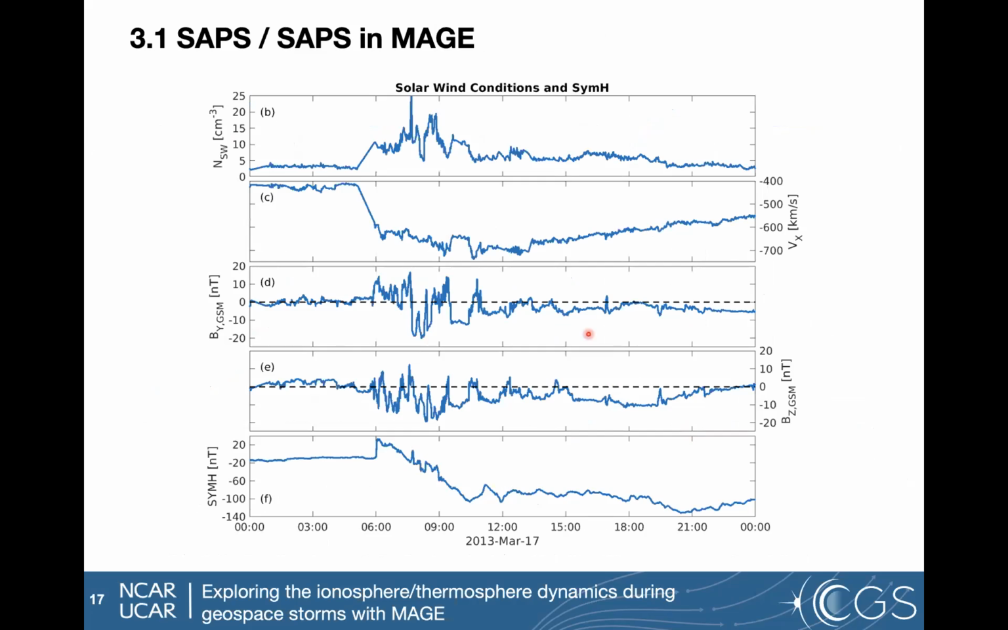The previous three plots are all for the well-known St. Patrick's Day storm in 2013. So here we are taking the same event and just have a quicker overview of the solar wind driving conditions. And on this day, there was a CME arriving at the Earth and triggered a geomagnetic storm. So the sudden commencement starts about 6 UT on the day.